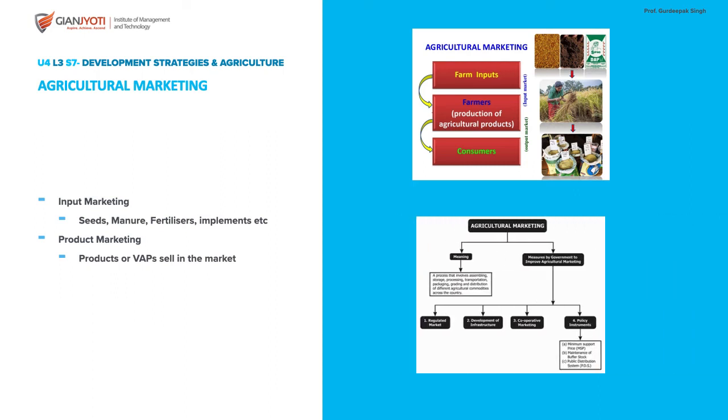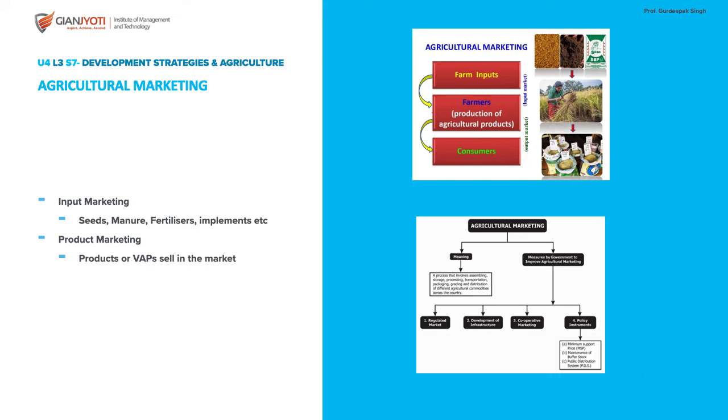Now, the government has created a framework for that, which I'll be discussing. When we talk about agricultural marketing, it involves not only the inputs in terms of the seeds, manure, fertilizers that we discussed, it also involves assembling, storage, processing, transportation, packaging, grading, distribution, and finally selling across the country. That complete thing is agricultural marketing.